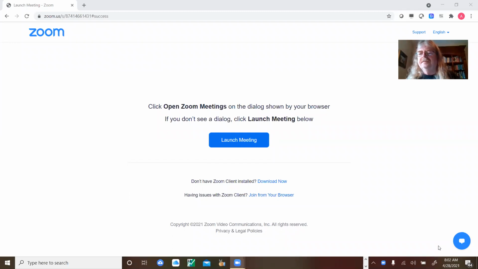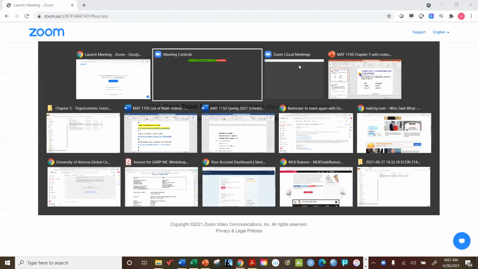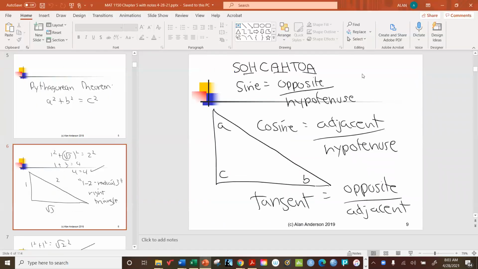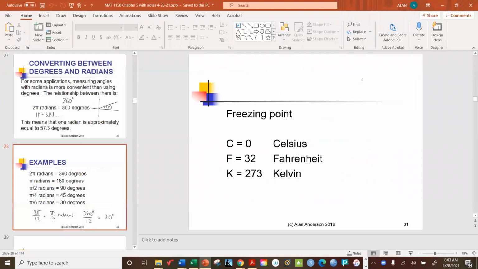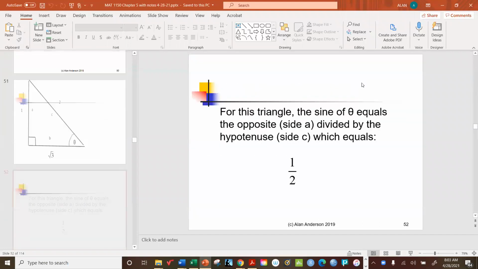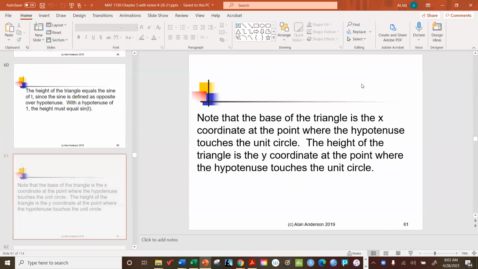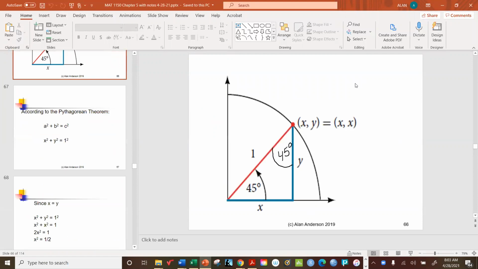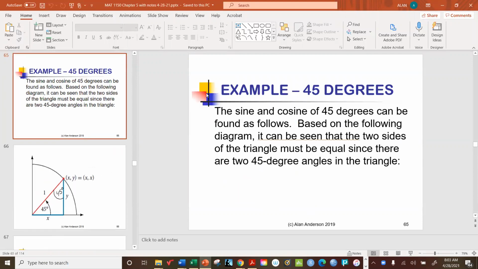Okay, so today we're going to go back to chapter 5, which is our discussion about trigonometry. Let's see, how far did we get? I think we were just about to start looking at the so-called unit circle. Yeah, that looks about right. So we'll be looking at 5, and then we will.